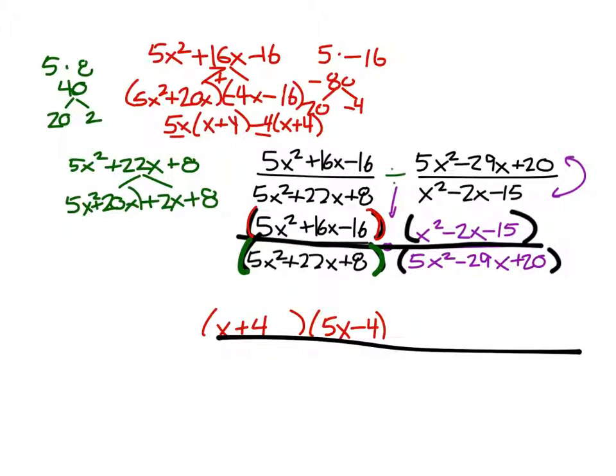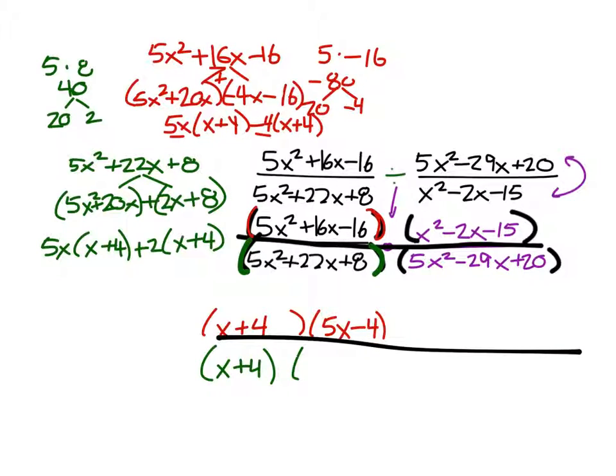Now, factoring by grouping, I can factor out from that 5x squared plus 20x a 5x, which leaves me with x plus 4. And from this 2x plus 8, I can factor out just 2, which leaves me with x plus 4. So I can factor out of that the x plus 4, and then I'm left with the 5x plus 2. And that factors out that green set of parentheses, that trinomial there.